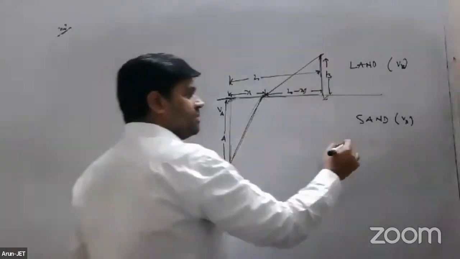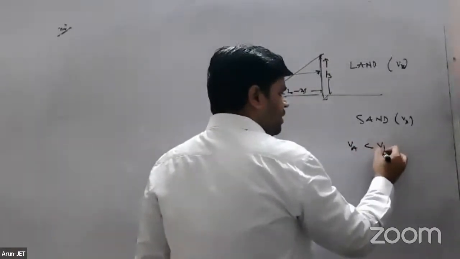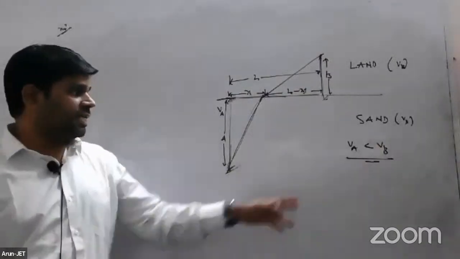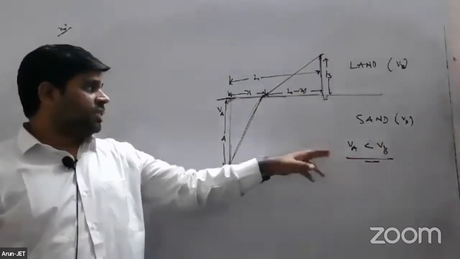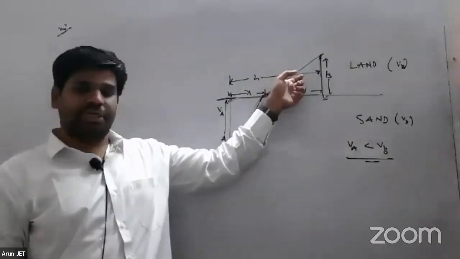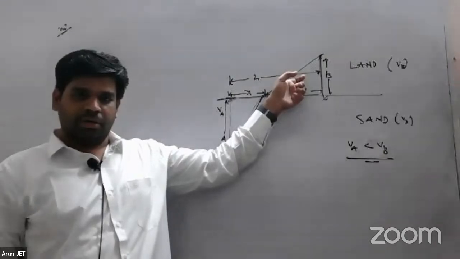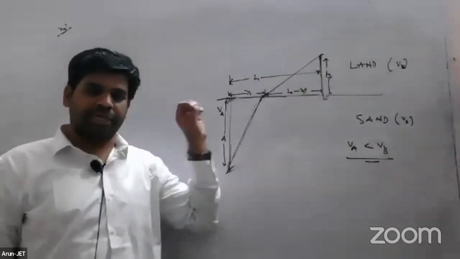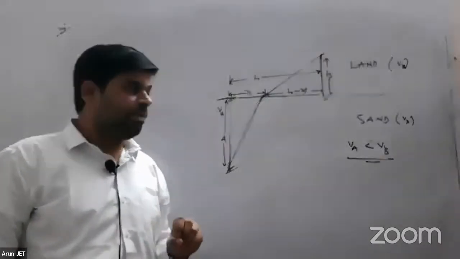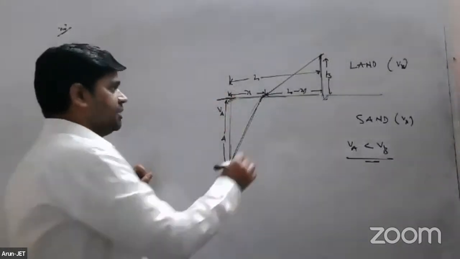On sand, he is moving with speed VA less than VB. Obviously, on sand he cannot run faster, but on land he can run faster. So VA is less than VB. That means he has to minimize distance here and maximize distance here because speed is more here. But just by looking at this, I cannot say that. I will have to use calculus. So at what point I have to strike is the question.